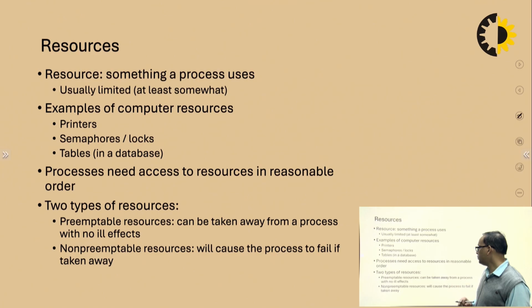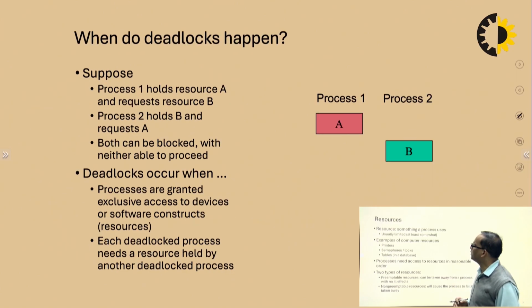Second one is the non-preemptive resources, which will cause the process to fail if taken away. Some resources are non-preemptive resources. If we take them away from a particular process, then the process will not complete at that particular time, or it will affect the execution of that particular process.